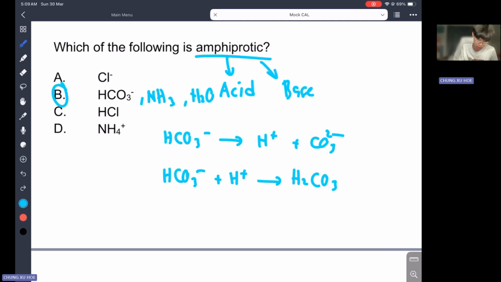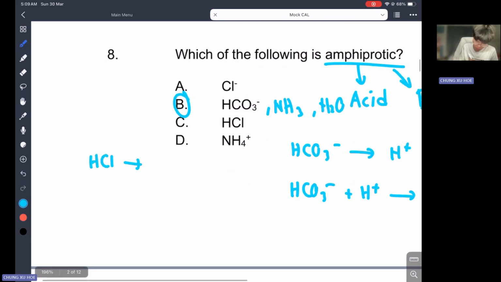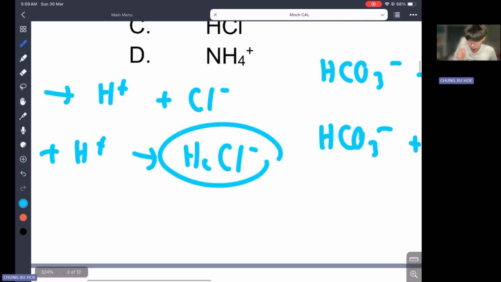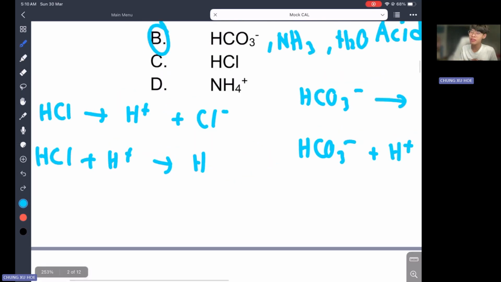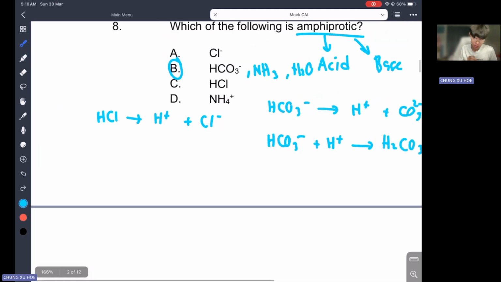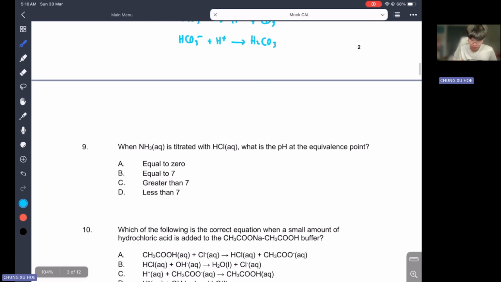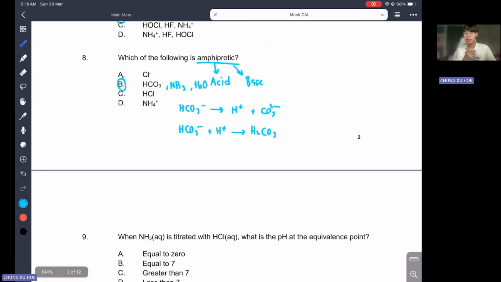But for HCl, if I try to do it, it will just become H plus and Cl minus. And then if I do it this way, you see, it doesn't work. Have you ever found this thing in your book or in your syllabus? No, I don't think so. If you have never learned that before, you don't even have to look at it sometimes. This is like the skills of studying. So a simple example, question 8 is B.